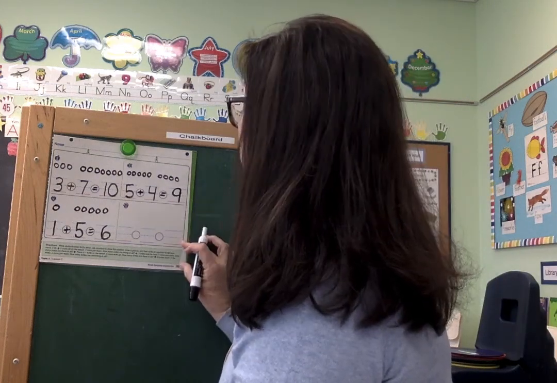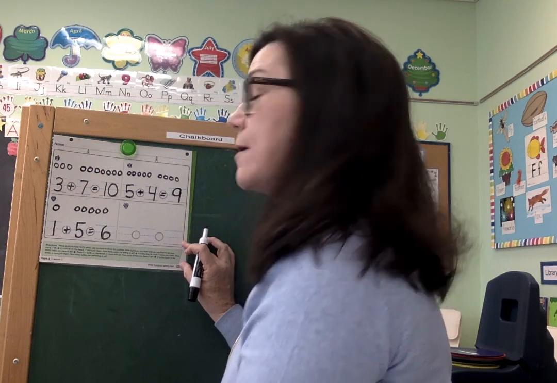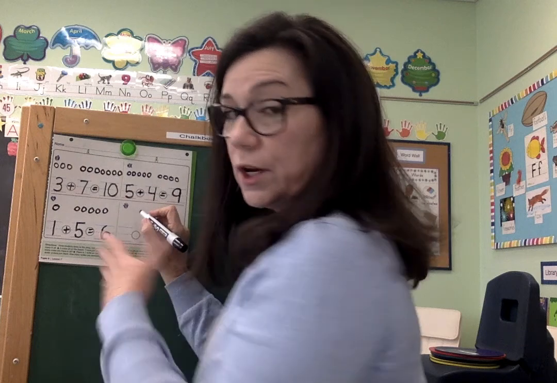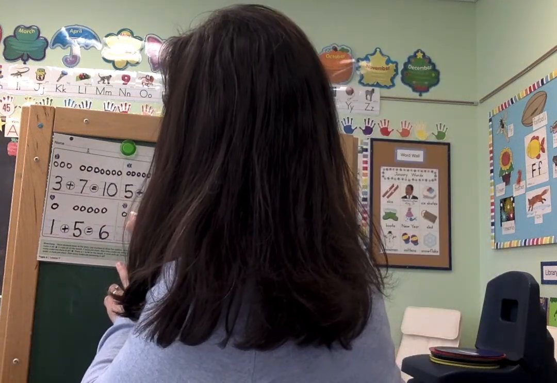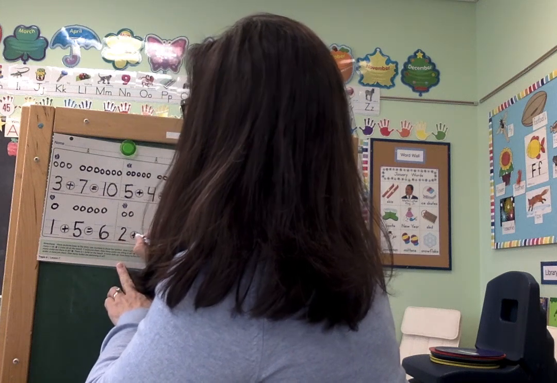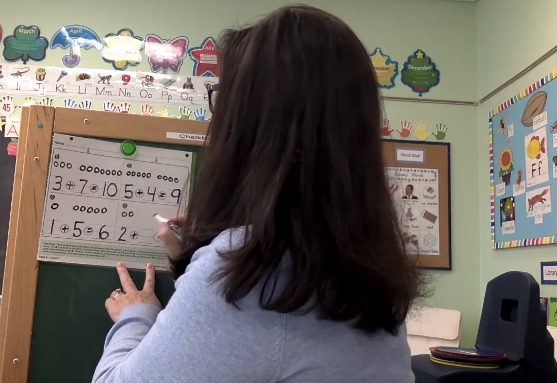All right, now we're moving to number 5. It says 2 turtles swim in the water. 6 more join them. How many in all? So go with what we know. 2 turtles in the water. 1, 2. Write the number quickly. Plus. How many join them? 6 more join them. So let's do 6.